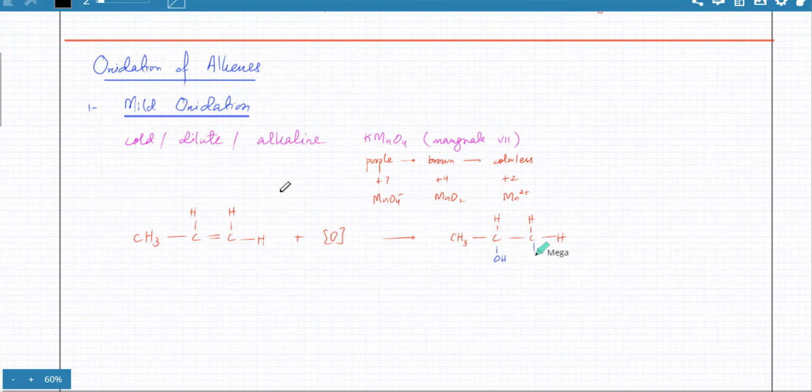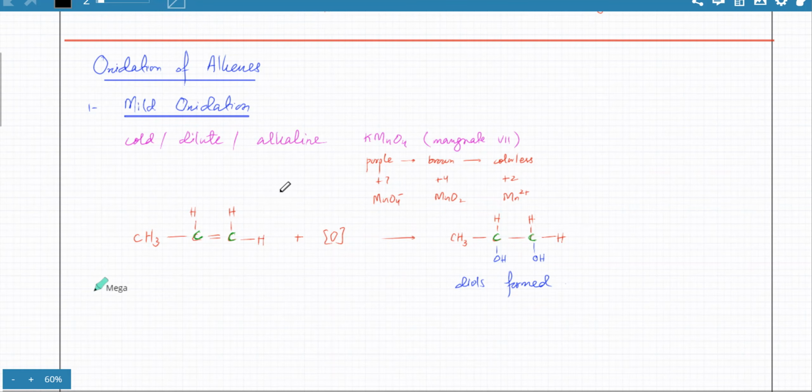OH groups are going to get added to both carbon atoms. So diols are going to be formed. It's a simple reaction that's going on. Focus on these two carbon atoms that are forming the double bond, and the two carbon atoms would eventually not form a double bond. Instead, they're going to form a diol. Okay, is this clear?